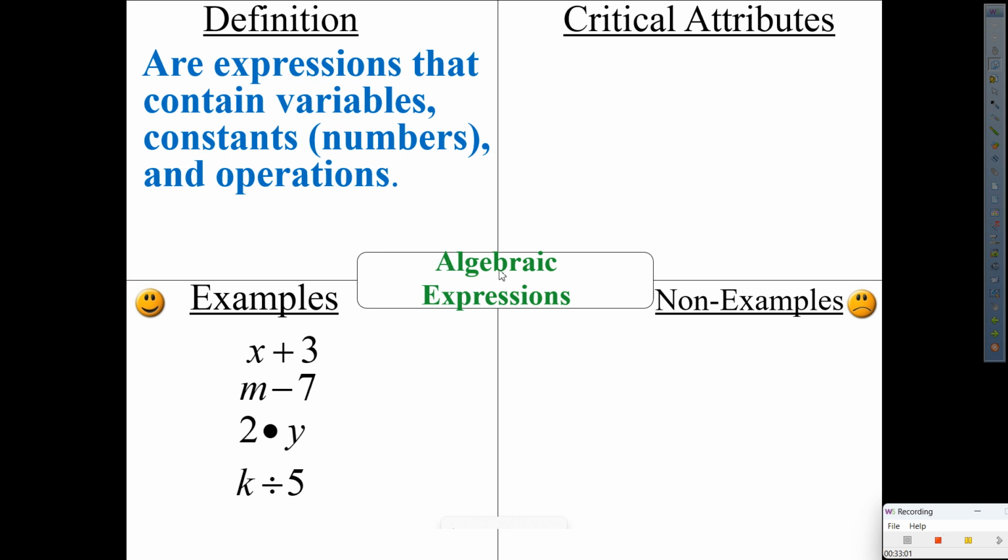So once again, algebraic expressions, that's our main idea for today. What are they? They are expressions, and they contain what? Variables. Let's see, do all of these have variables? Yes. Do they have numbers? Yes. Do they have operations? Yes.